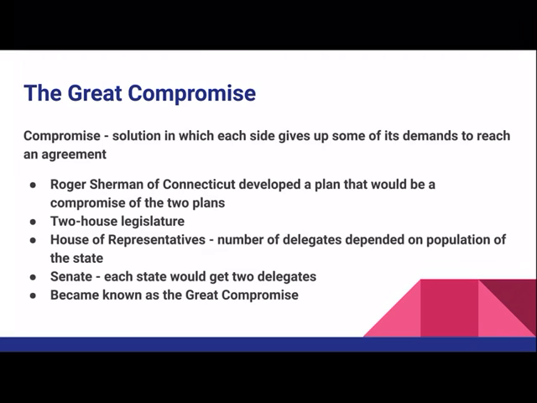Then the second house would be the Senate. In the Senate, every state would get two delegates no matter the population. So if there are 50 states, how many senators do you think we have today? We have 100, right? 50 times 2. If every state gets 2 senators, and we have 50 states, we have 100 senators, and that will not change, right? Every state gets 2 senators. And so this became known as the Great Compromise.